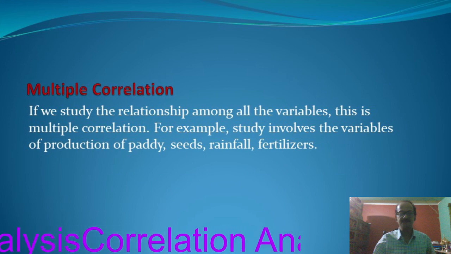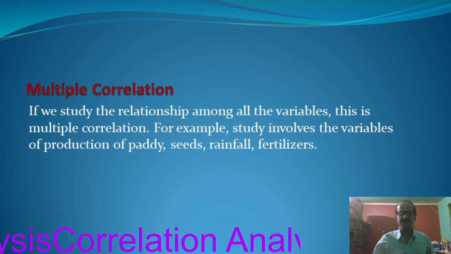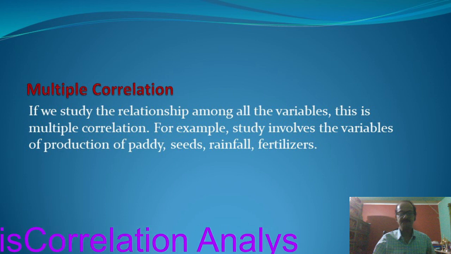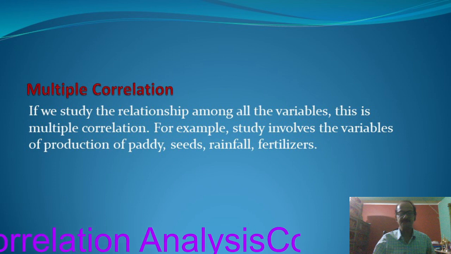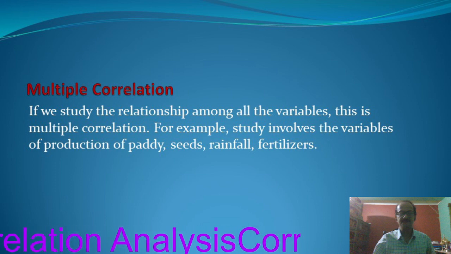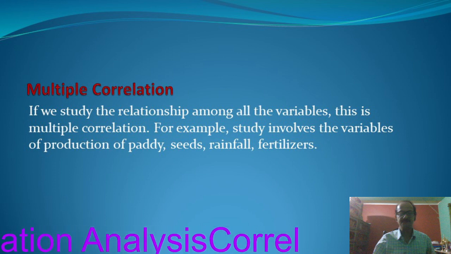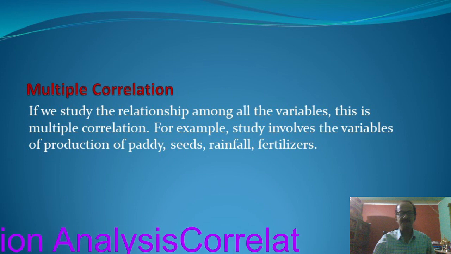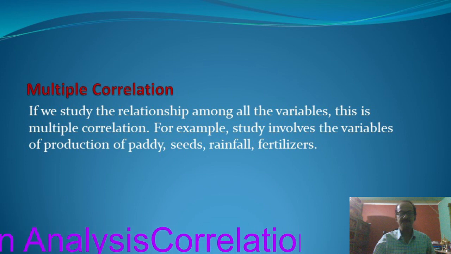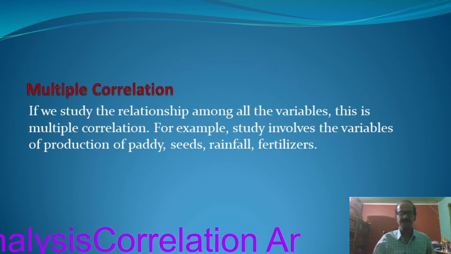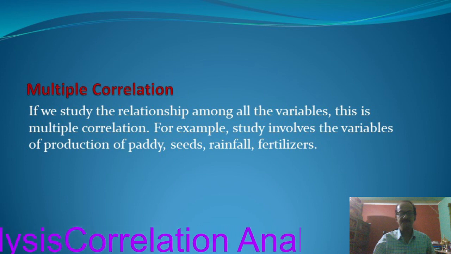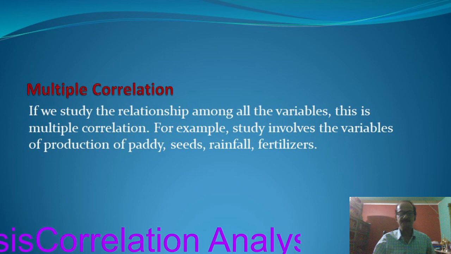Multiple correlation. If we study the relationship among all the variables, here the number of variables is more than 2. This is multiple correlation. For example, if we study the variables of production of paddy, seeds, rainfall, fertilizers, this is the case of multiple correlation. That is, relationship among all the variables.